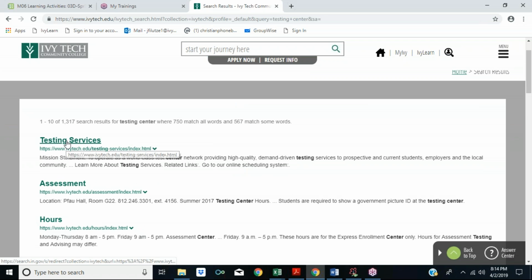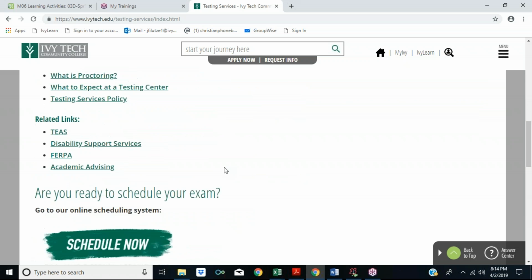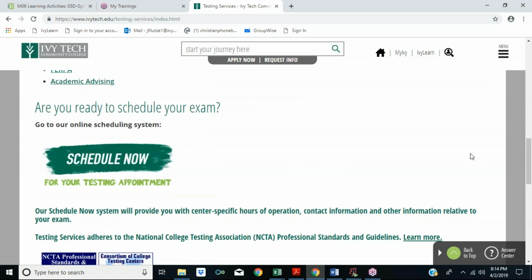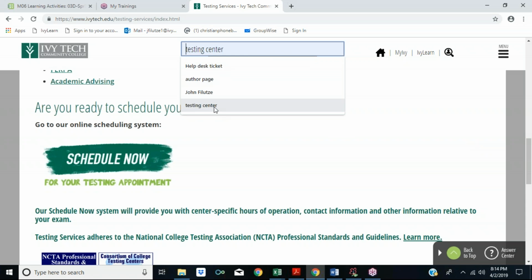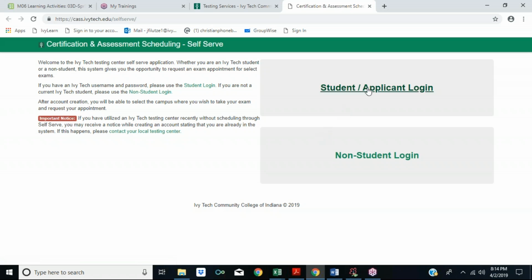There we go, type in testing center and we have testing services. There we are, right there. And then click on schedule now. How easy was that? Does that make sense? So I just went to ivytech.edu and typed in testing center, and then this came up, and just click on schedule now and it'll take you up to the next page. Or if you log into My Ivy, it should be readily available. My Ivy is different than yours, so it won't make sense if I log in. But log into your My Ivy and you should have a little tab that says testing services.